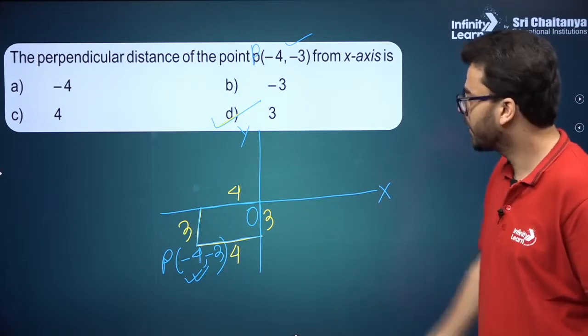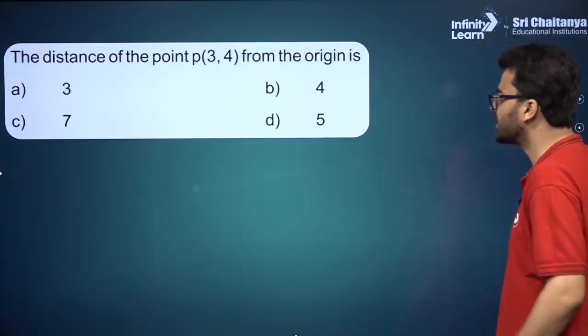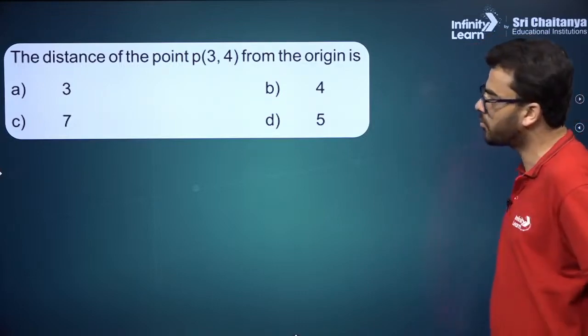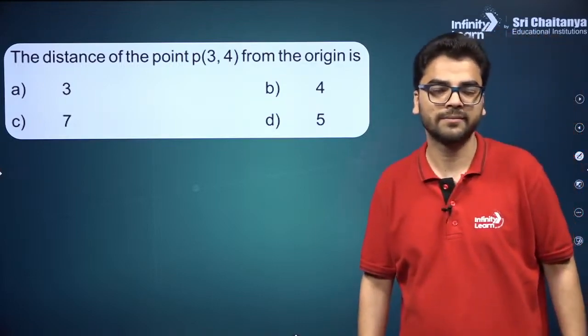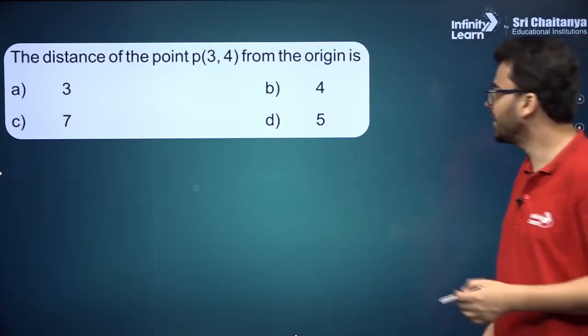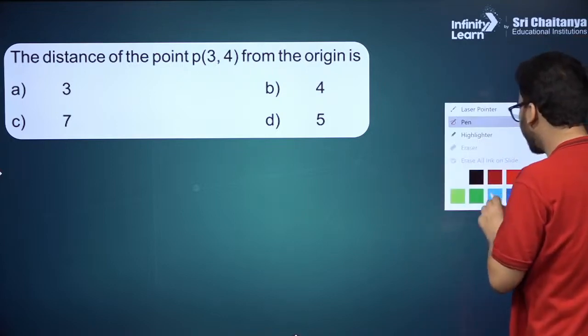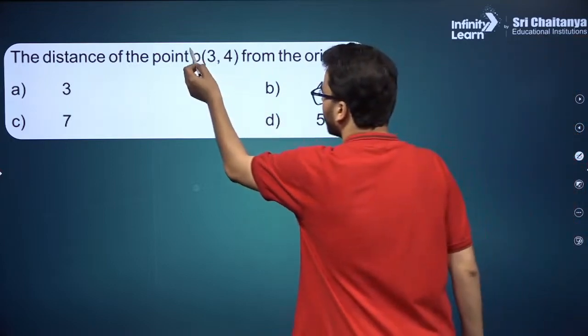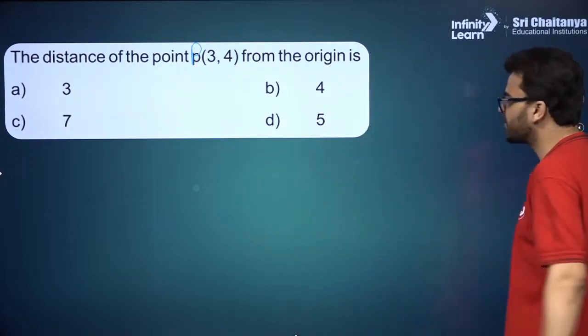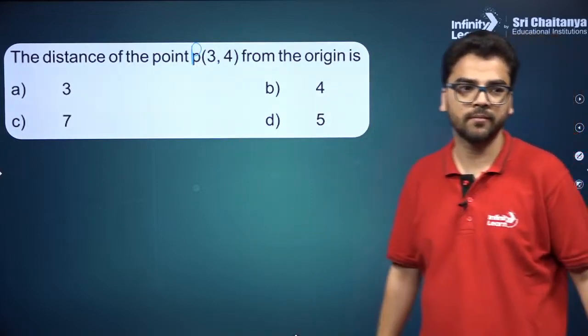Okay, can you do this question? The distance of this point from the origin. Can you find the distance of this point from the origin? Okay, the name is not written properly. It must be capital P, right? You cannot use small p for that. Can you find the distance of this point 3,4 from the origin?